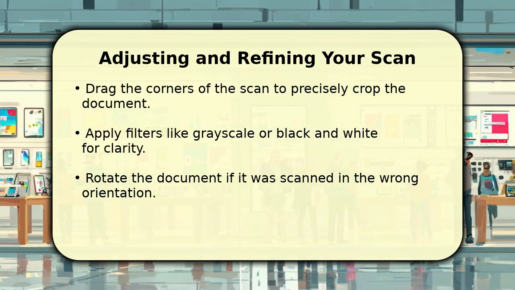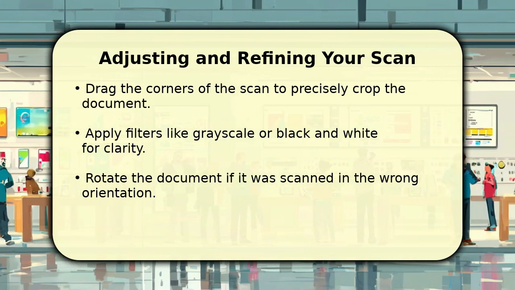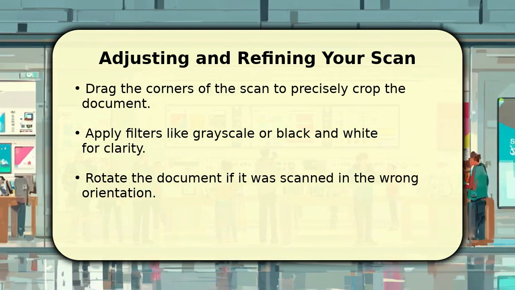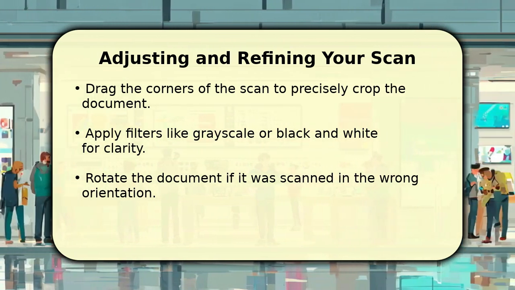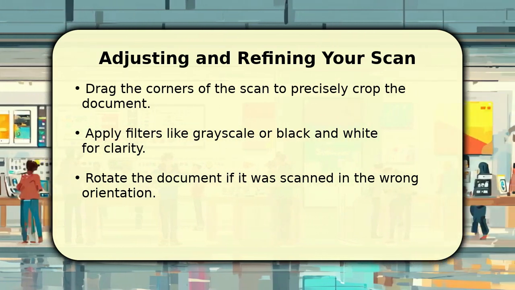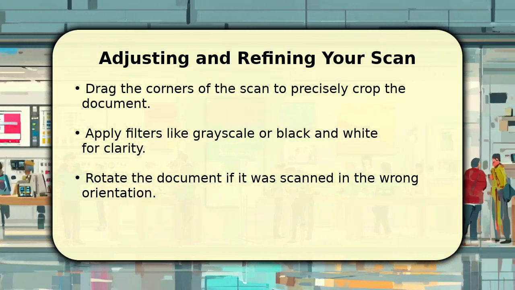If the automatic crop isn't perfect, you can drag the 4 corner points to refine the document's edges, ensuring only the relevant content is captured. Tap the 3 circles icon to apply filters such as grayscale, black and white, or a color photo setting. You can also rotate the document if it was scanned sideways, ensuring it's presented correctly.